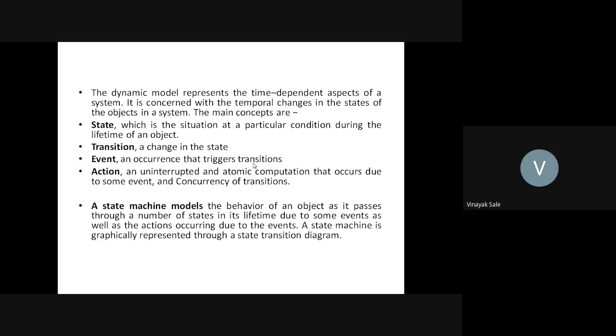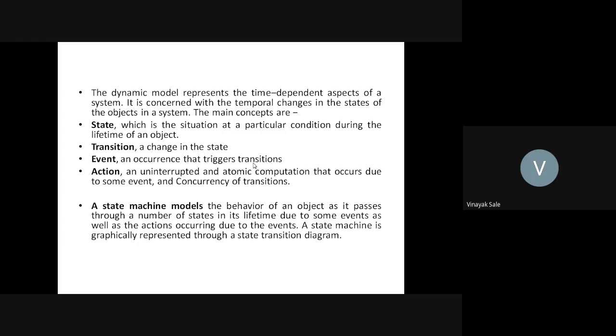What is the state? The state is the situation at a particular condition during the lifetime of an object. Transition is a change from one state to another state. Then event is an occurrence that triggers the transition. An action is an uninterrupted and automatic computation that occurs due to some event.